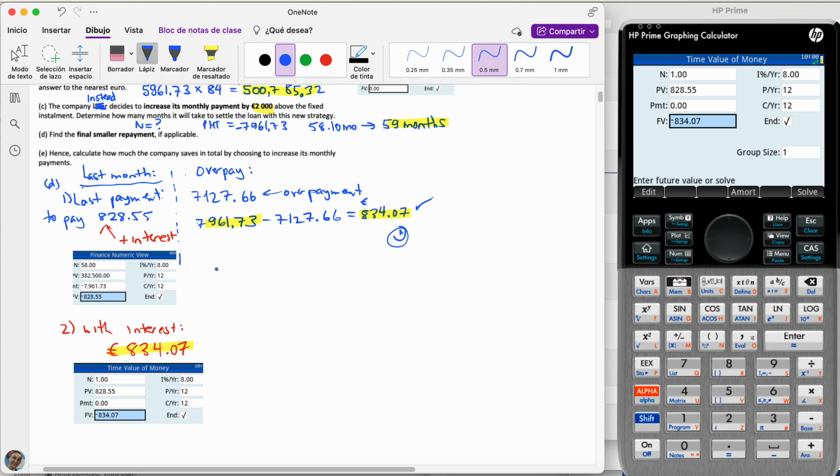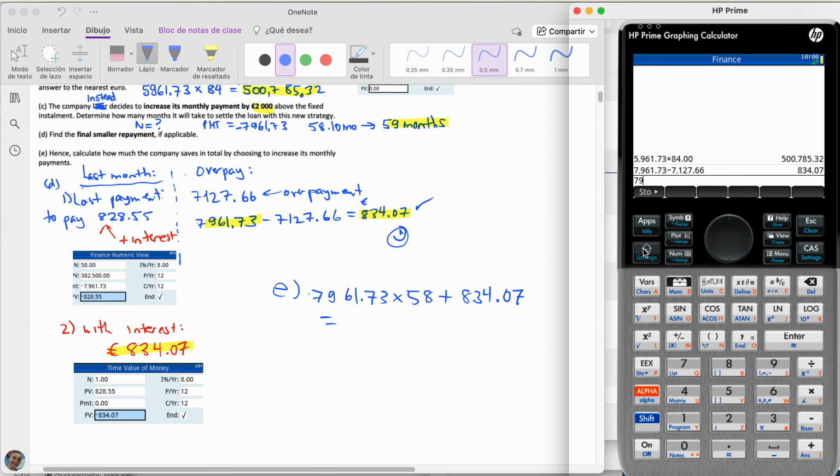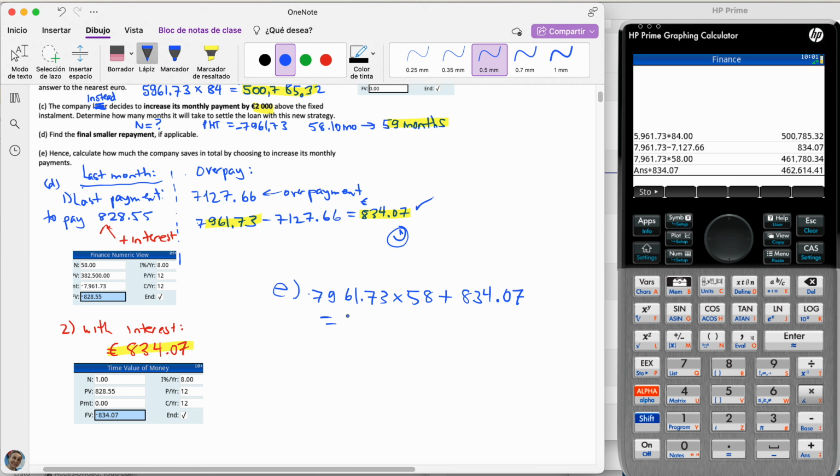I'm just going to put the answer down for this because it's pretty easy, right? You figured out what this was, and now for this, you would just take your payments. Okay, fine, I'll just do it. So you would take this thing, and then you are making that 58 times, and then you have your tinier last one, 7961.73 times 58, and then plus 834. And so you end up with less. Duh, as you should, because you've been working hard paying that off.